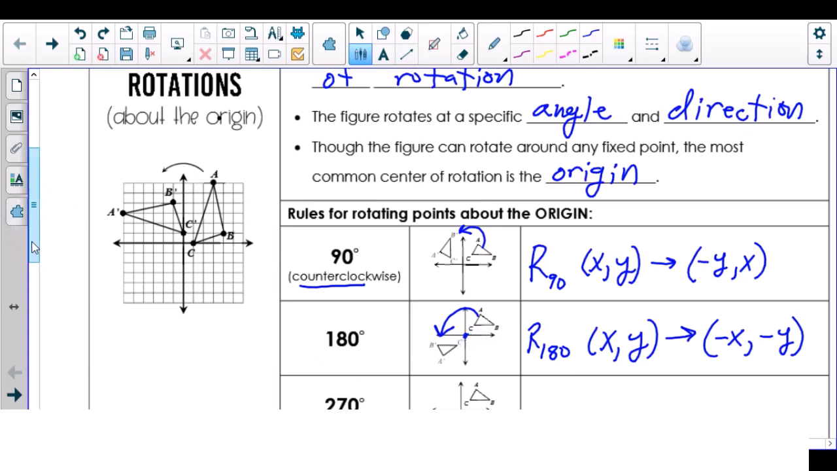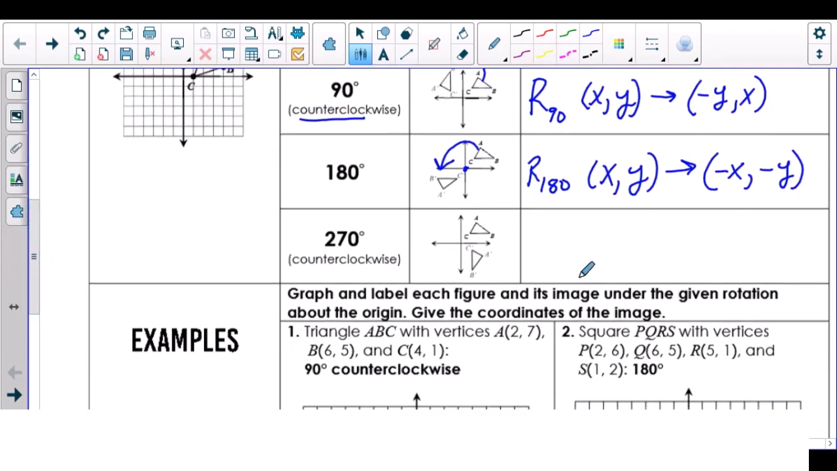Okay, now the last one is a rotation of 270 degrees. This is 90, this is 180, so 270 would be all the way around to there. The rule that we follow for that one is (x, y) becomes (y, negative x). Again, the x and y trade spots, and we change the sign of the x.